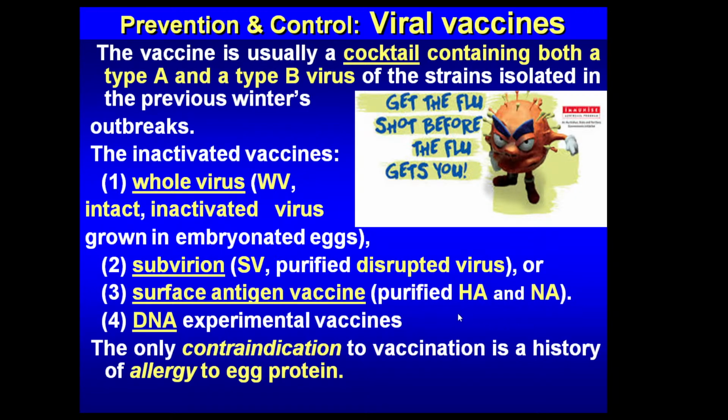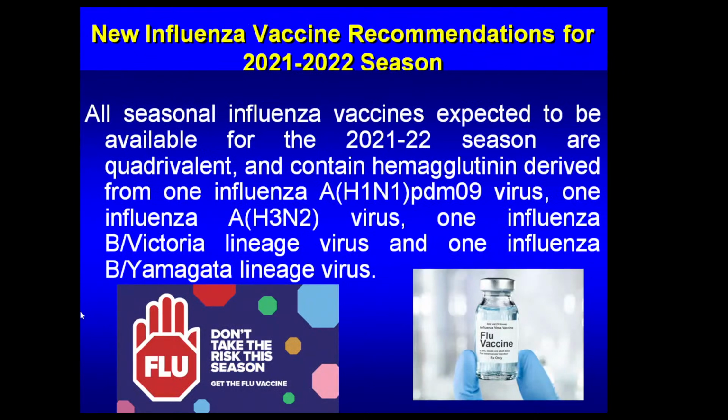So, every single year we are supposed to be vaccinated before we get flu naturally. And this is called New Influenza Vaccine Recommendations for the 2021-2022 season. So, all seasonal influenza vaccines expected to be available for this season are quadrivalent. And they usually contain, my dear, irrespective of which country they are produced in, in USA, in the Russian Federation, or Ukraine, or Great Britain, they all will be of the same formulation, because that is for the worldwide spread of the flu.